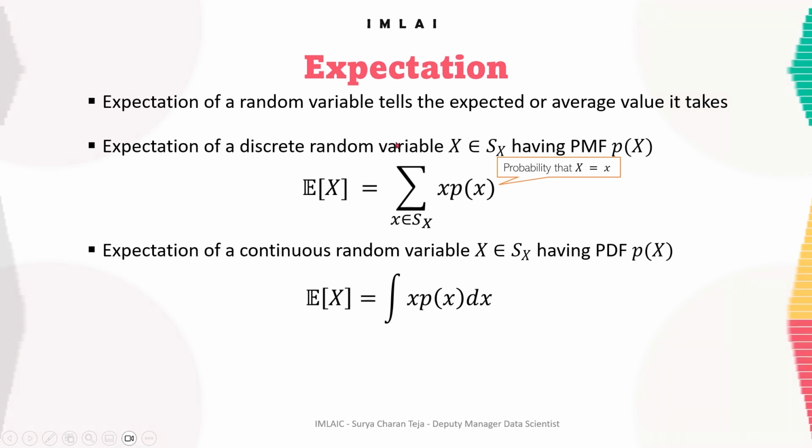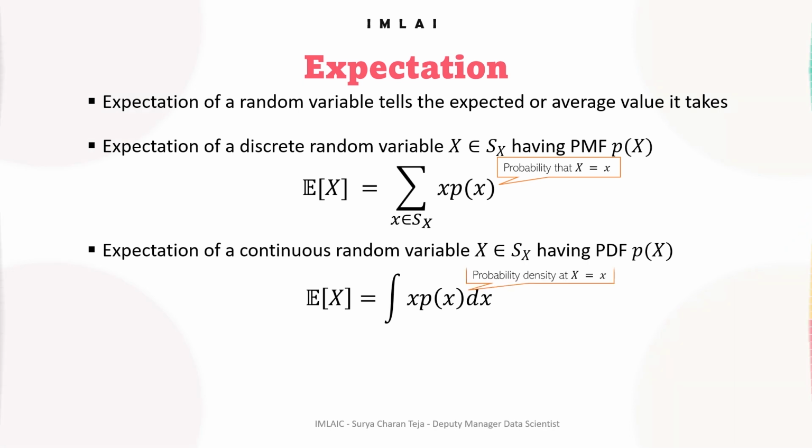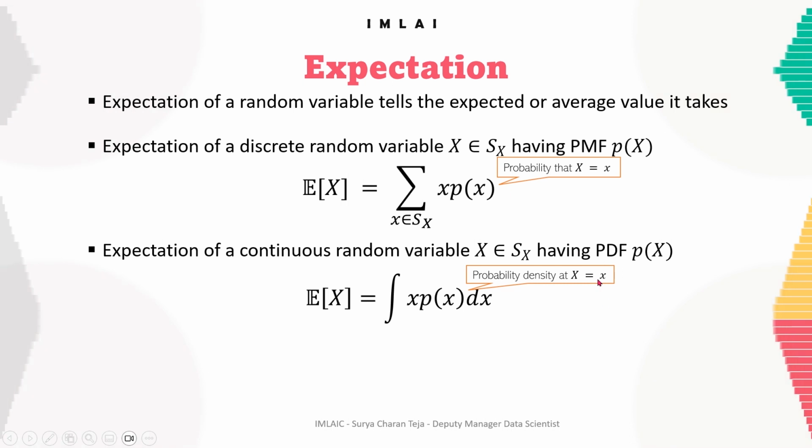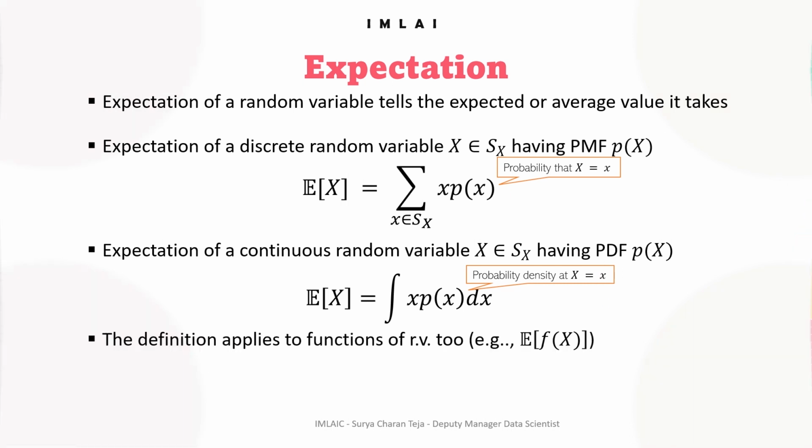Whereas here it is the summation of x times P of x, and here it is the integration of x times P of x with respect to dx. Here the probability density is at capital X, that's our random variable, and small x is an individual value of the random variable capital X. The definition applies to functions of a random variable too.